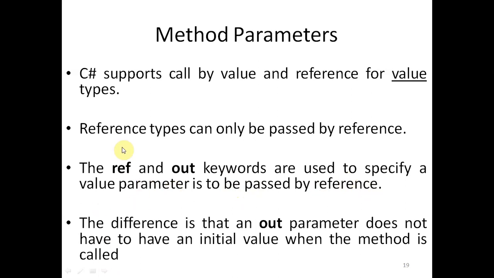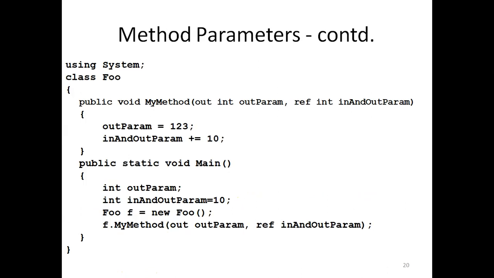The ref and out keywords are used to specify that a value parameter is to be passed by reference. So we have to write the keyword ref here. The difference is that an out parameter does not have an initial value when the method is called. You can see these concepts in the program also. So here is the program, we have a class Foo and using System.